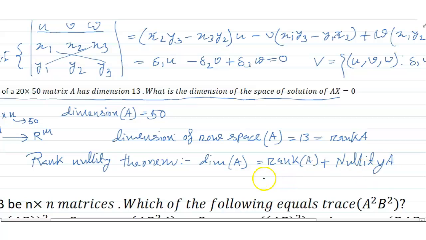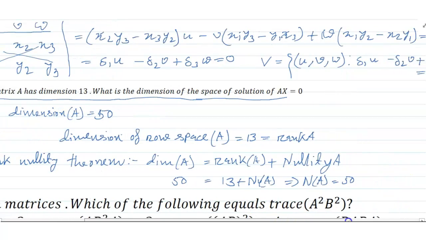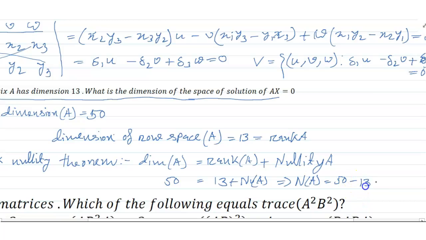So rank of A is equal to 13 and dimension is 50, and rank A plus nullity A is equal to 50. So that implies nullity of A is equal to 50 minus 13, which is equal to 37. So my answer is 37.